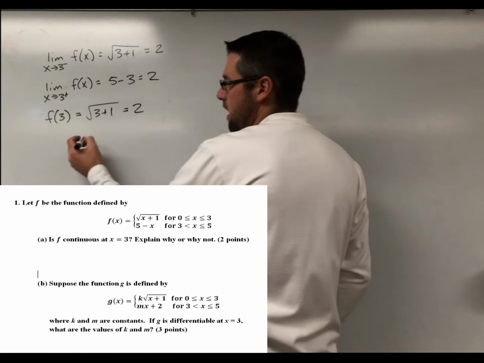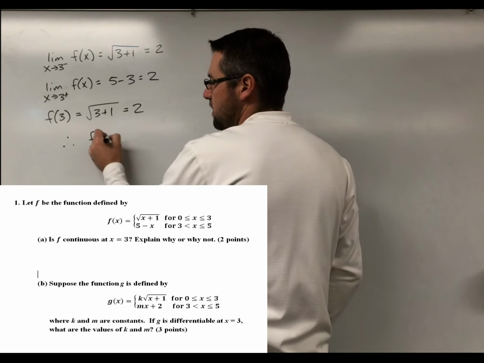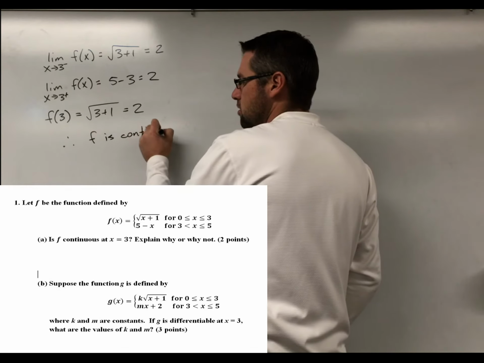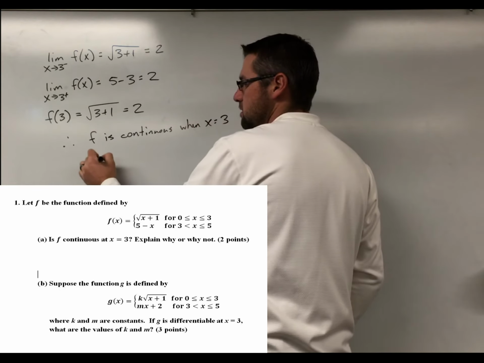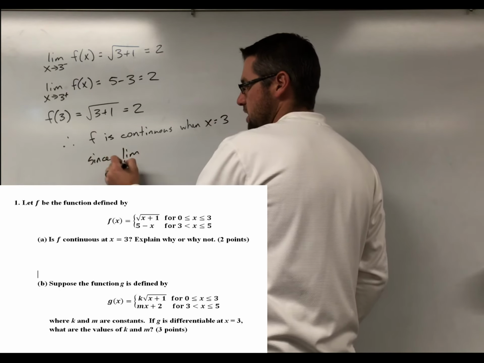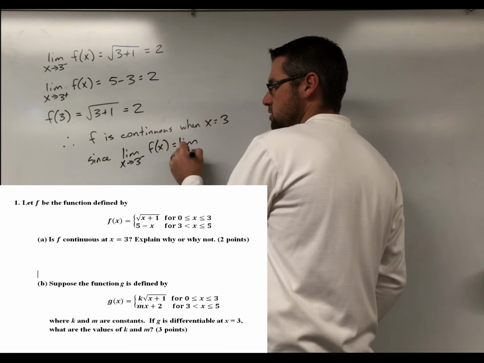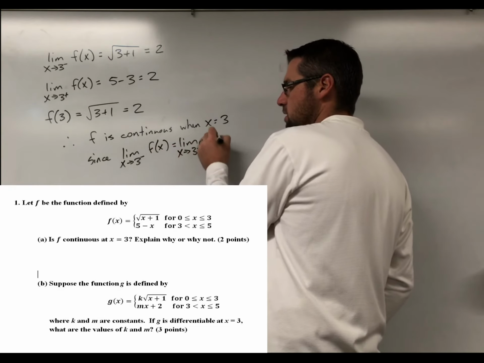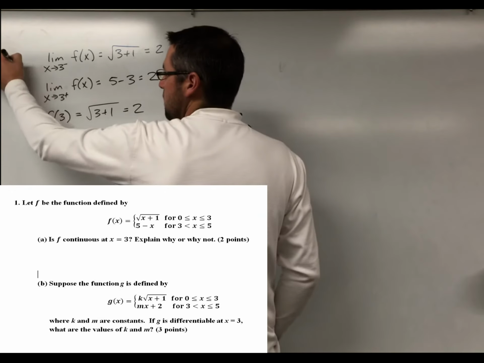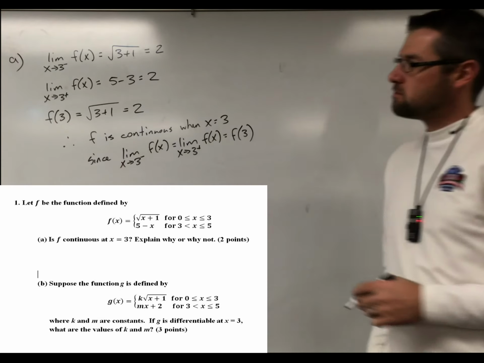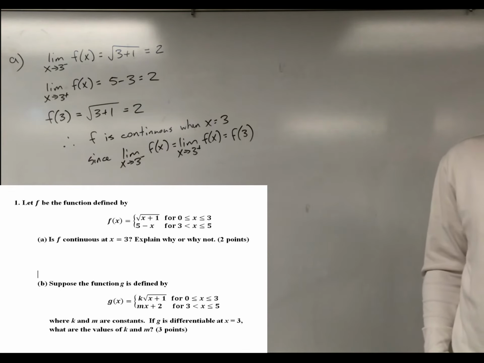So the justification for part A, or the answer, first of all, is f is continuous when x equals 3, since the limit as x approaches 3 from the left of f of x equals the limit as x approaches 3 from the right of f of x equals f of 3. So that is part A of number 1. You guys okay with that? Pretty easy, wasn't it?